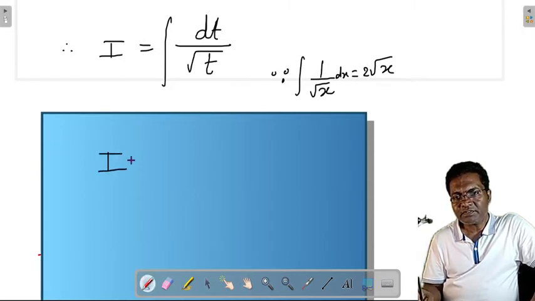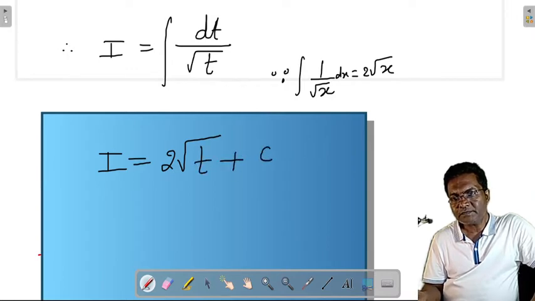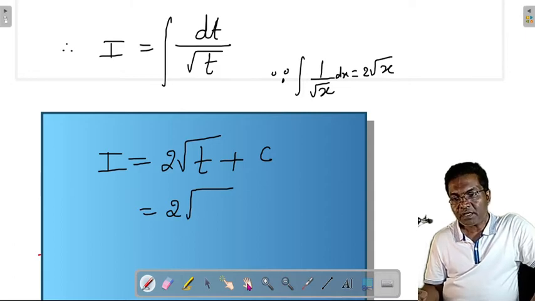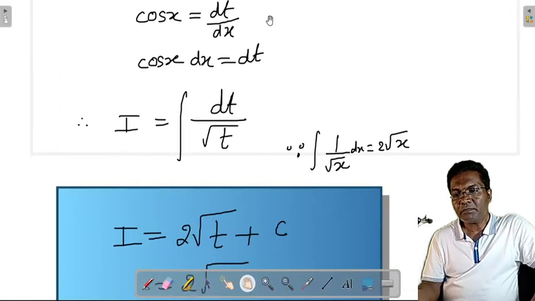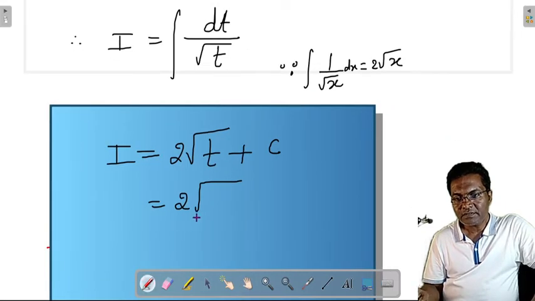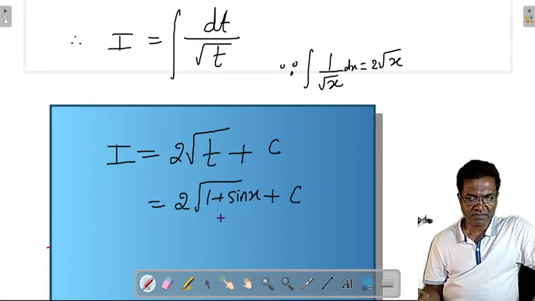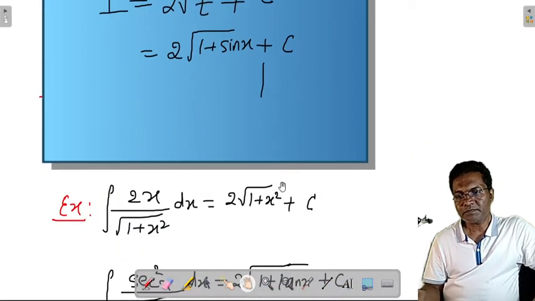Its integration is 2 root t plus c, and t you have taken as 1 plus sin x. So it is 2 root of 1 plus sin x plus c. Okay, so remember this much.